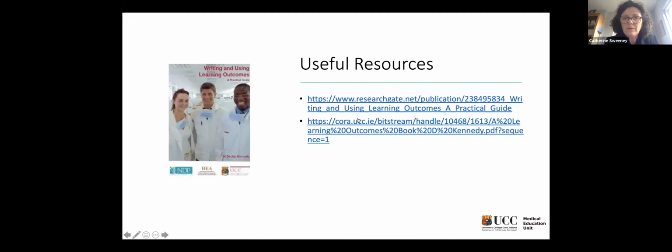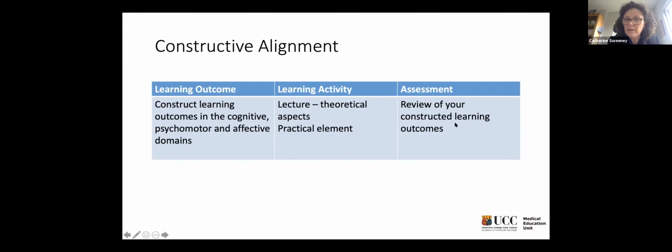And then the review of that might be, in terms of assessment, that you'd be reviewing the constructed learning outcomes and seeing if they were appropriate or not. Did they need a bit of tweaking here or there? So that kind of gives you an idea of the sort of format.